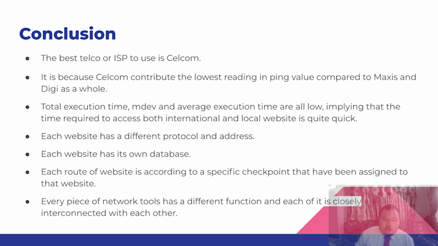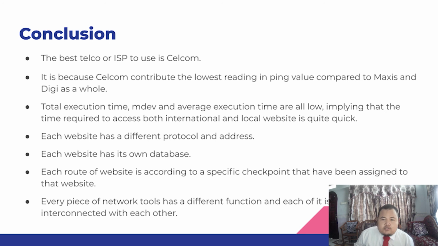In conclusion, the best ISP or telco to use is CELCOM, because CELCOM contributes the lowest reading in ping compared to Maxis and DG. To be more specific, total execution time, MDEV, and also average execution time for CELCOM are all low, implying that the time required to access both international and local websites is quite quick.